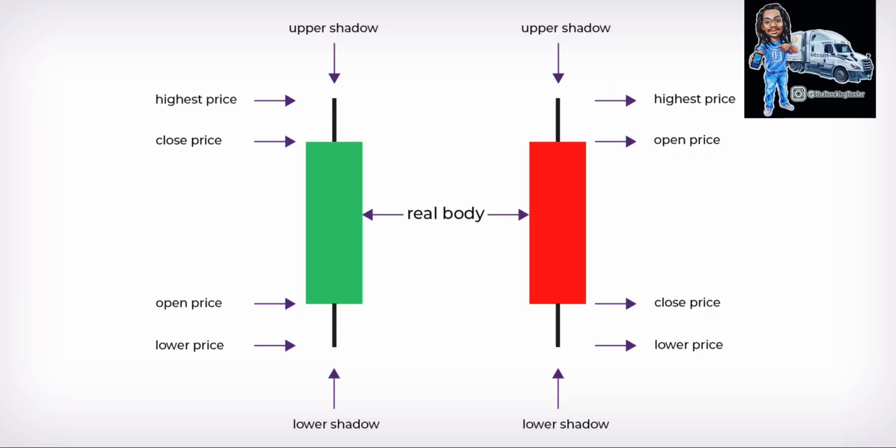So there's two types of candles. We have a green candle and we have a red candle. Both candles represent four different things in price. You have the highest price, the lowest price, the opening body of the candle, and the closing of the candle, right?